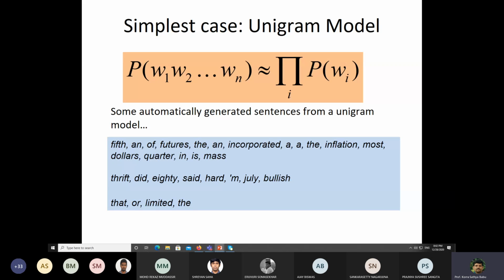So some automatically generated sentences from a unigram model can be given like that. See, if you see the words below, there is no relation. There may not be any relation between the first word and the second word and the third word and the fourth word, like that. It simply generates some unique words, they are unigrams. Single words it generates. Okay. This is what we call the unigram model.